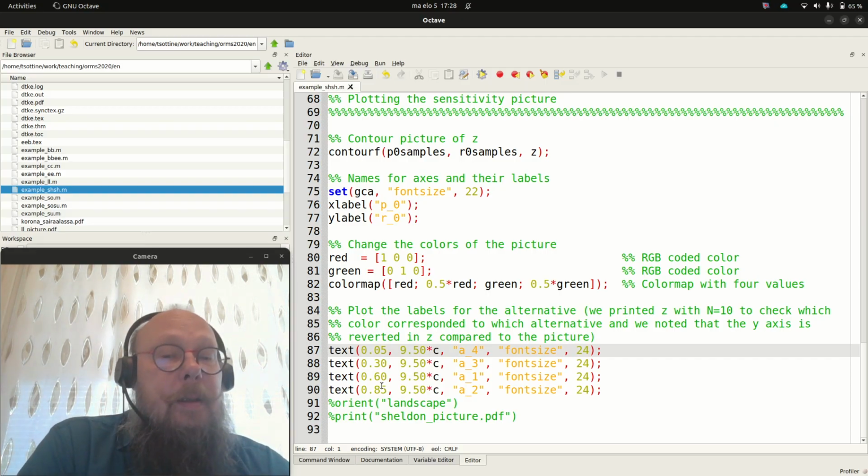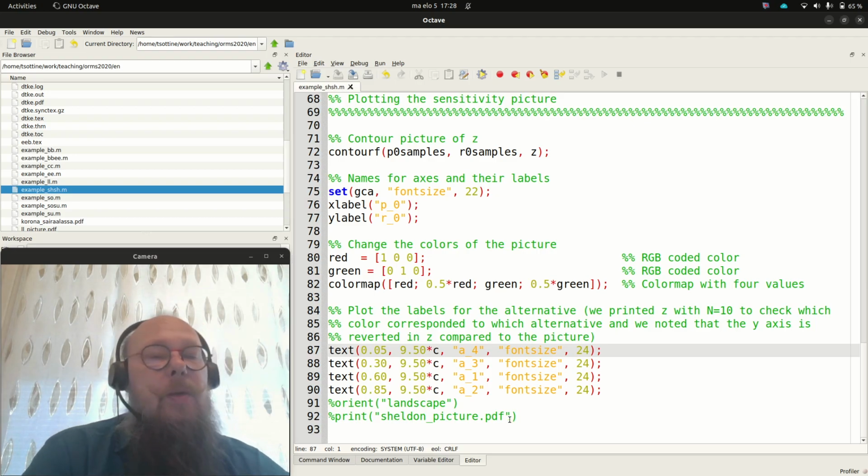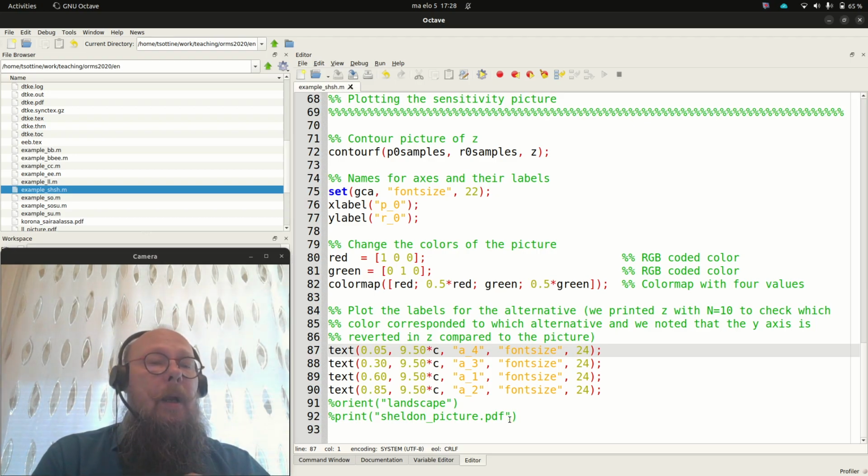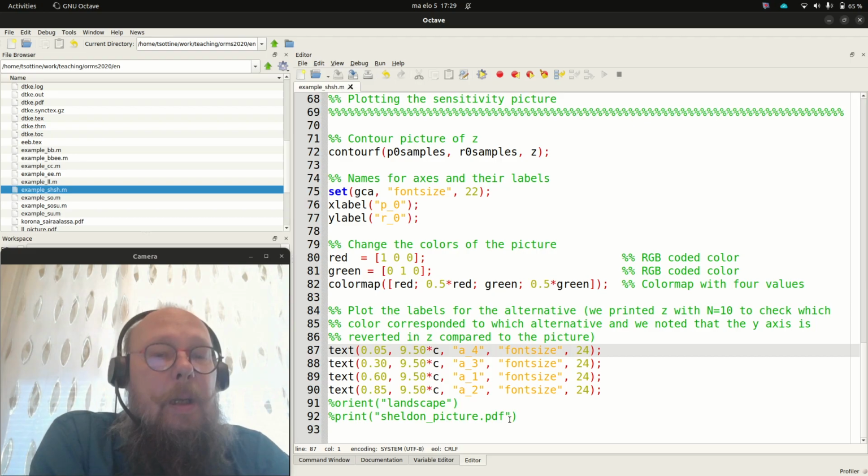And that's it. Finally, if I want to print this to a PDF file, I can uncomment this. So I will orient landscape PDF and print children picture PDF. This works for me. I think some Octave versions have problems with this PDF driver, so it doesn't work. So instead of using PDF, you can use, for example, JPEG or GIF.